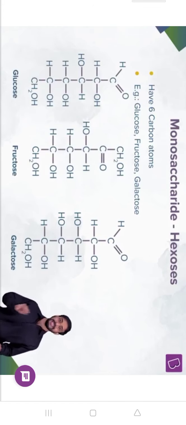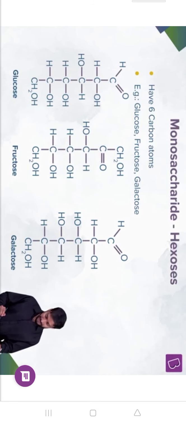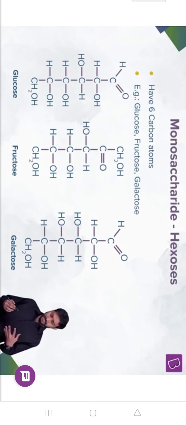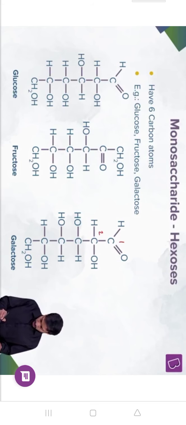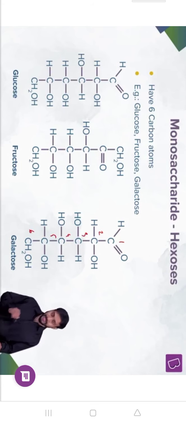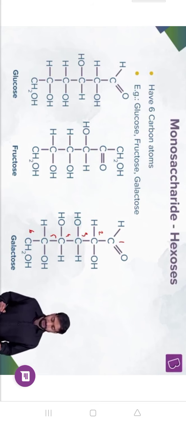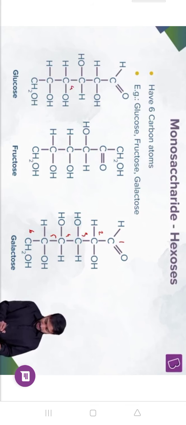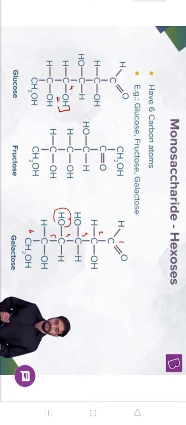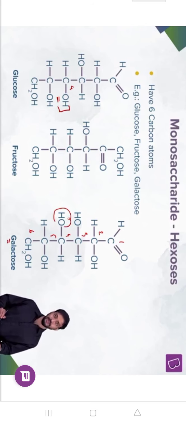Galactose. Can you figure out the difference between glucose and galactose? Quick! At which carbon atom is the difference between glucose and galactose? Very similar structure. Label it 1, 2, 3, 4, 5, 6. Then only you can answer me. Which carbon atom? Quickly. I can find the difference at the fourth carbon atom. See, here the OH is towards my right. Here the OH is towards my left. That's galactose. Fine? That's the only difference.